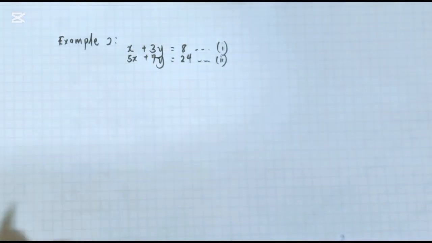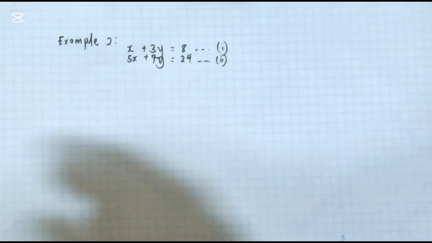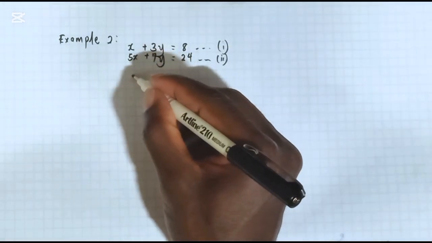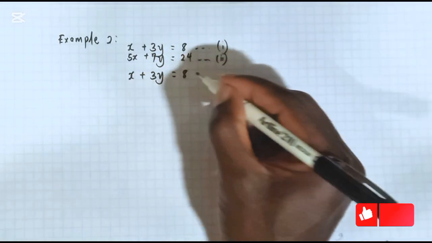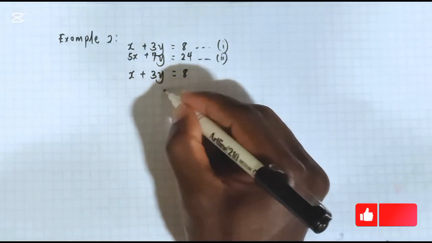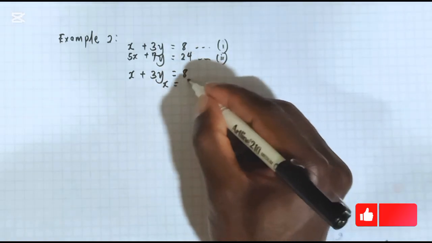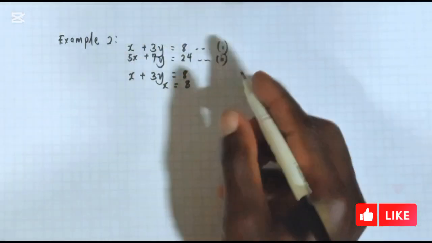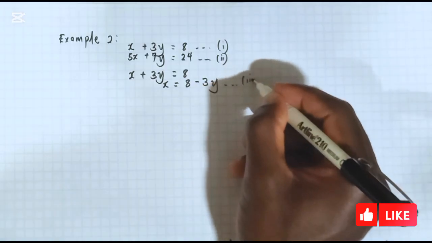Looking at the equations that we have here, I'm going to start by working with equation 1. I'm going to make x the subject. In equation 1, we have x plus 3y equals 8. If I make x the subject, I'll have that x will be equal to 8, and then plus 3y when you take it to the right hand side will be minus 3y, and I'll call this equation 3.